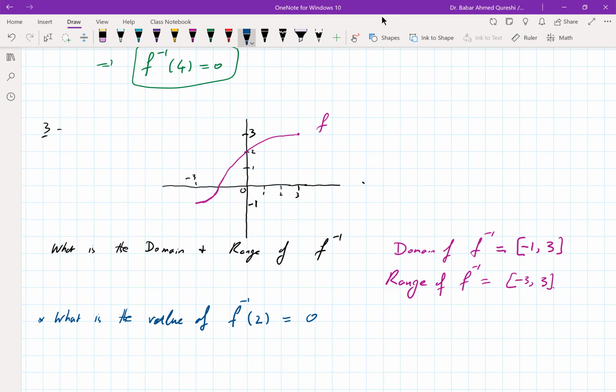Similarly, you can ask, what is the value of f inverse of 0? So again, you just go to the 0 value of y and see which x it comes from. So it's something like -1.7.